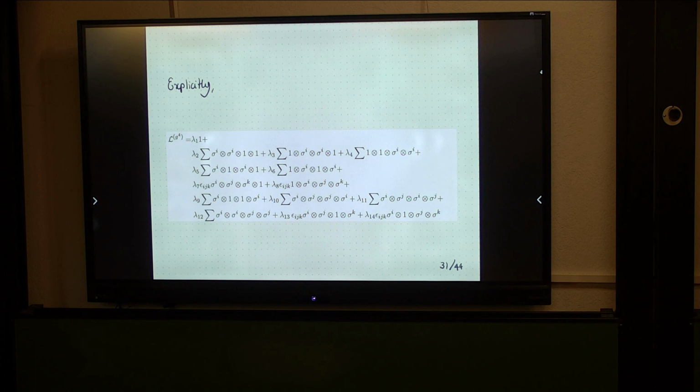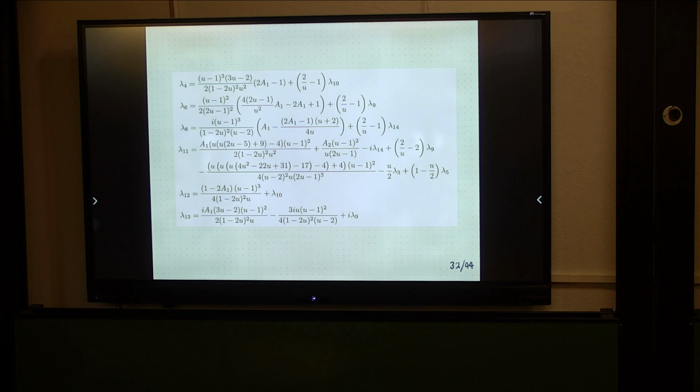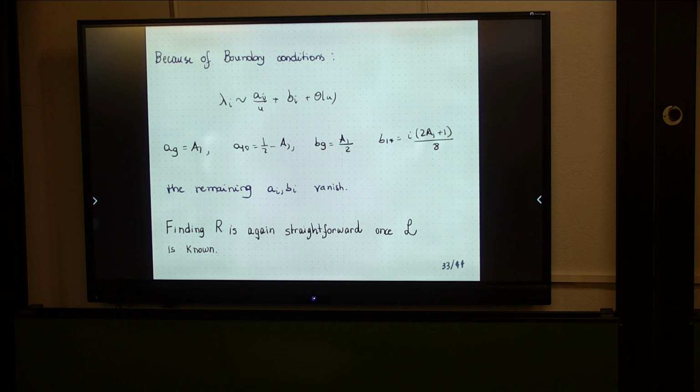The explicit form of the Lax operator is this for range 4. We still needed to satisfy the boundary conditions, and by doing that you fix what some of the elements can be or not. And then we found the R just by plugging into RLL.